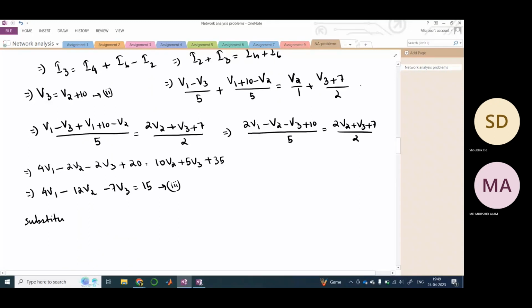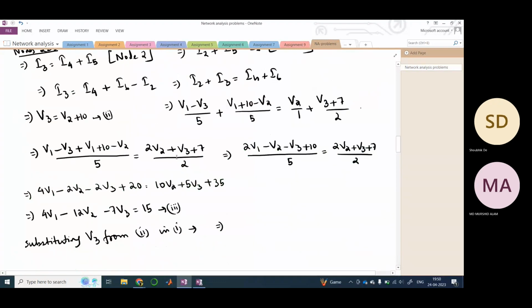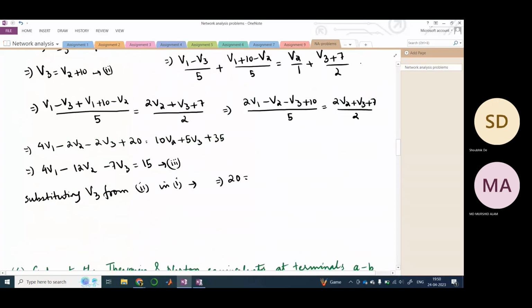So substituting. First, what will we substitute? We'll substitute V3 from equation number 2 in equation number 1. So V3 from 2 in 1. If we do that, this would be 20 equal to 2V1 minus V2 minus V2 by 10.